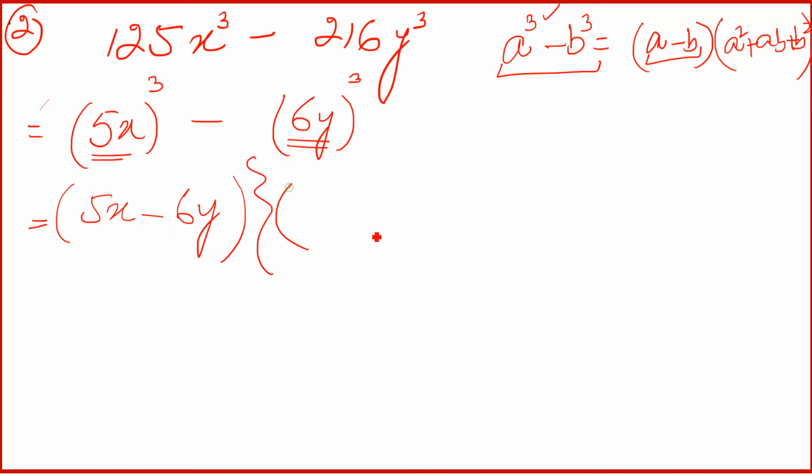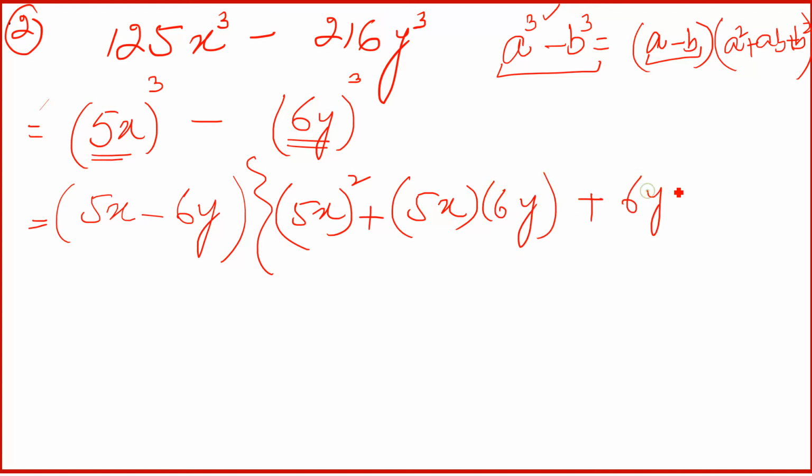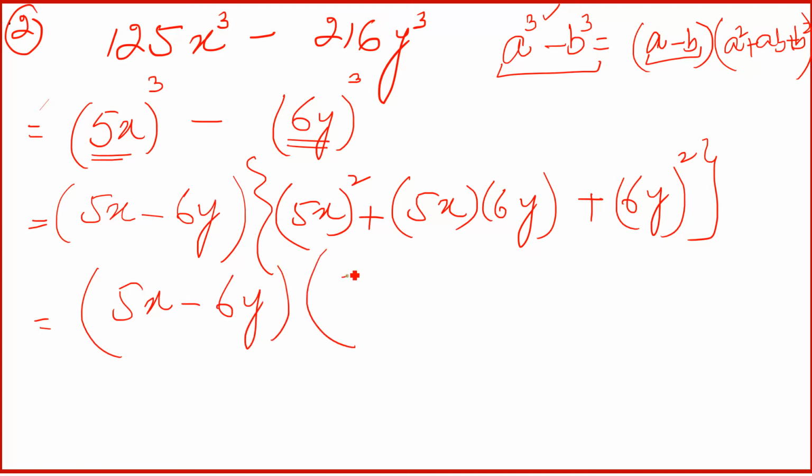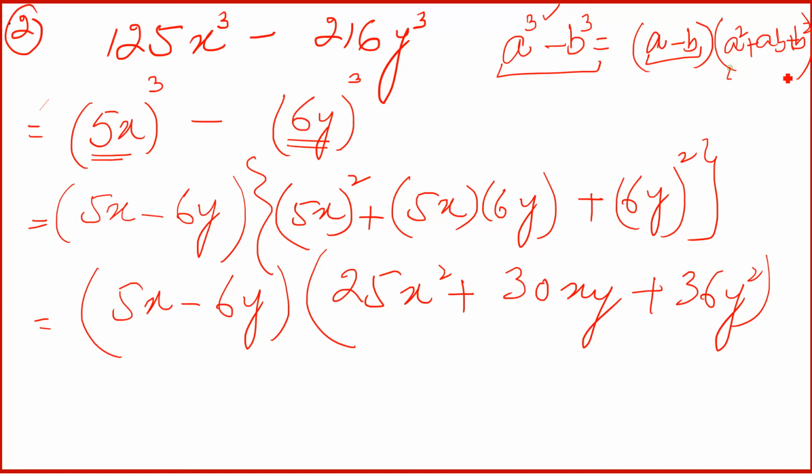Now come to the second one, a square. What we have instead of a? 5x. Only whatever inside the parenthesis, not the exponent. So square of the first term plus ab. A we have 5x, b we have 6y, and then b square means 6y square. So 5x minus 6y, 25x square plus 30xy plus 36y square. We expand it according to this. 6 times 6 is 36, 5 times 5 is 25. Right, and this is your answer.